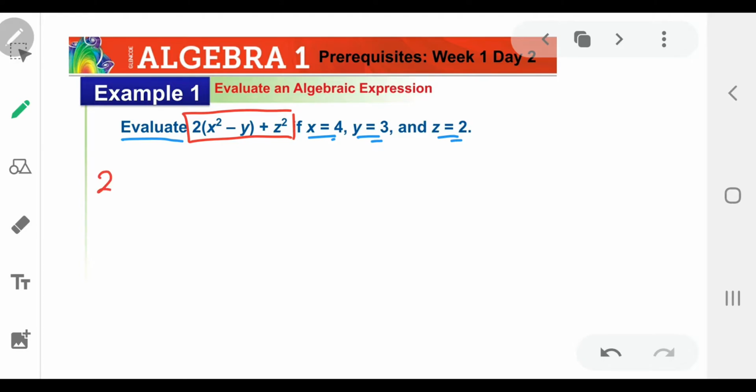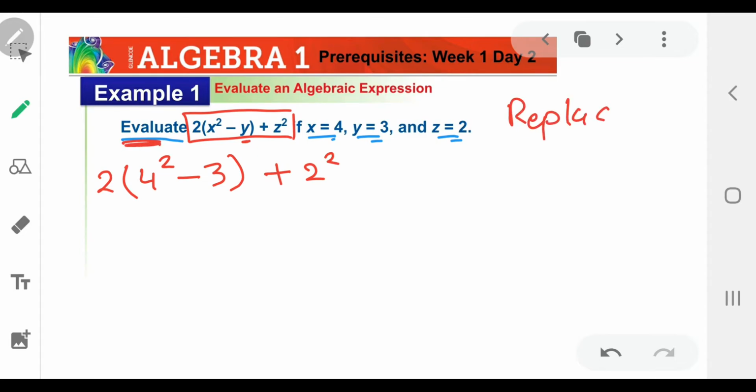So it will be 2. This x will be replaced by 4. It was x squared, so it is 4 squared, minus this y replaced now by 3, plus z squared, which is 2 squared. So the first step to evaluate means to replace or to substitute the variable by its given value. Now I'm going to use the order of operations which we have just reviewed.